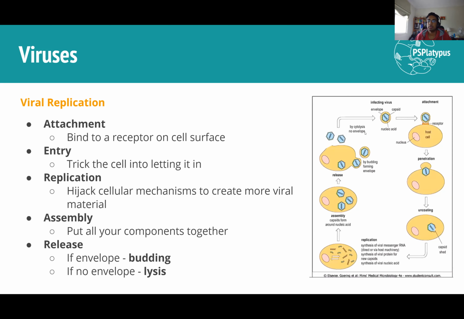Now, if there's an envelope, we have something called budding. You can see here, on the right side of the release part of the diagram, we can see budding, which is sort of the opposite of exocytosis, in which they take off a whole bunch of cell membrane. Now, if there's no envelope, they just lyse the cell. So this is guaranteed to kill the cell because it's just splitting open the cell membrane and letting the viruses out. So the actual mechanism by which it leaves the cell is going to depend on whether it is an enveloped virus or not.